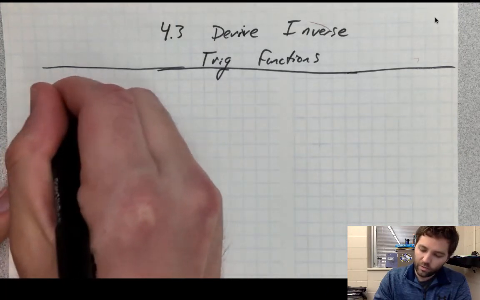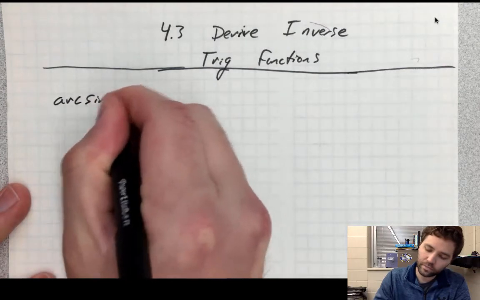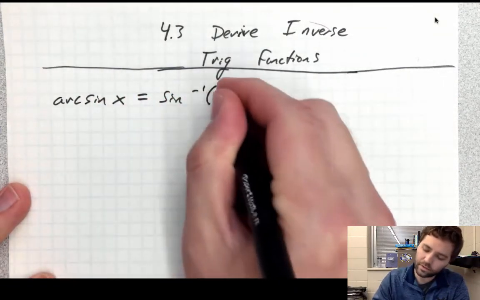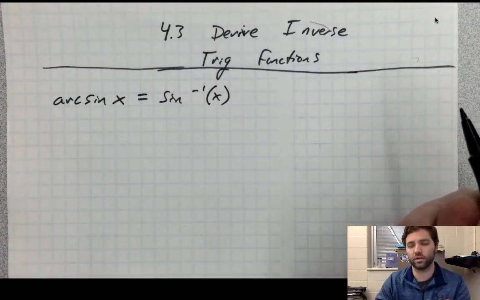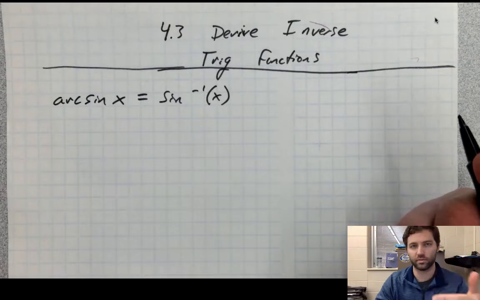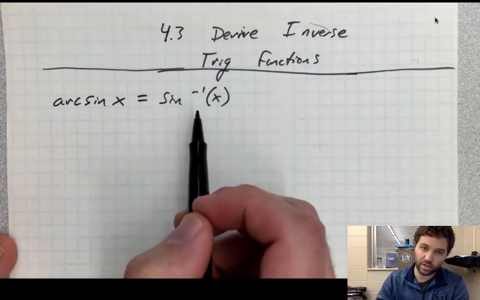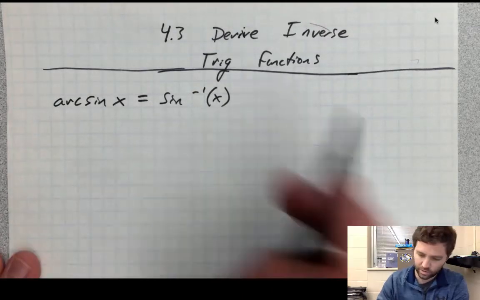Before we do that though, quick reminder, arc sine, arc cosine, those mean the same thing as inverse sine. So arc sine of x is the same as inverse sine of x. Remember, this is different than 1 over sine. 1 over sine is the reciprocal of sine, which is cosecant. This means literally the inverse of sine. I'm going to typically use the inverse notation instead of arc sine, just because it makes it abundantly clear that we're talking about an inverse.